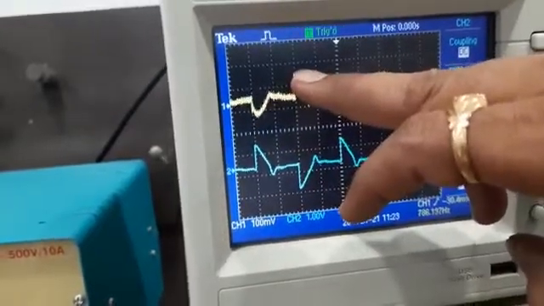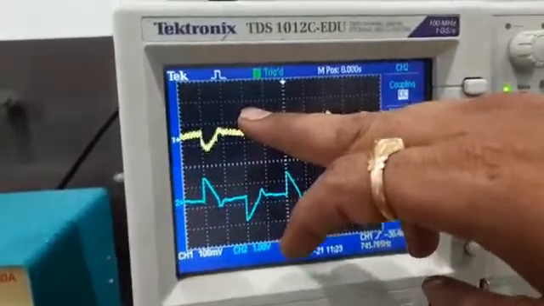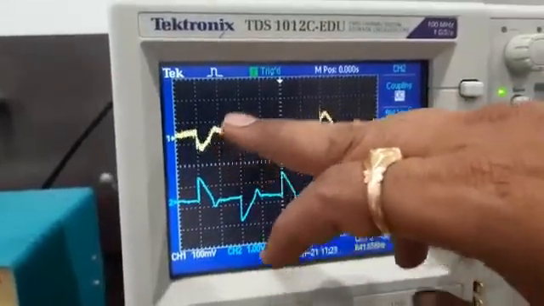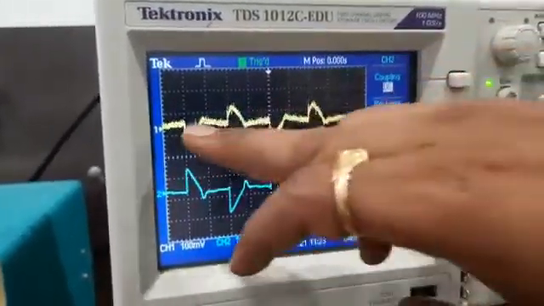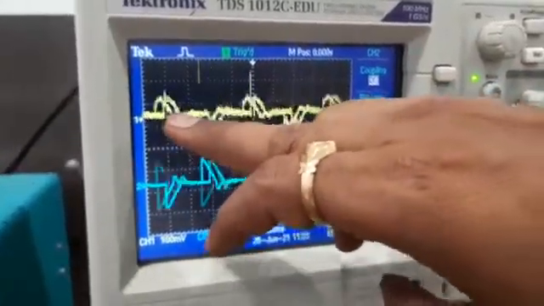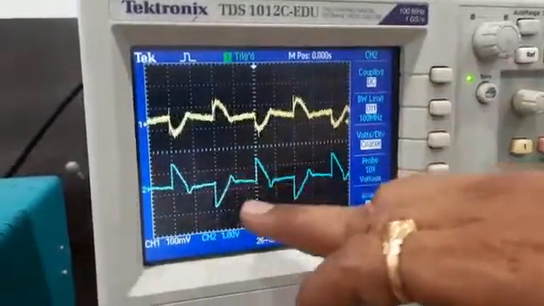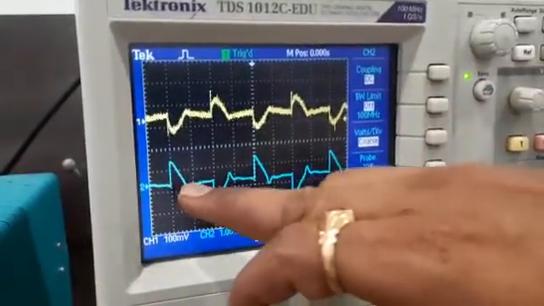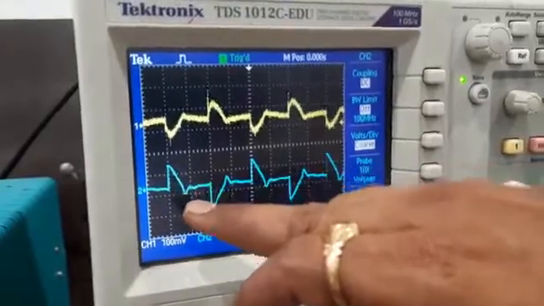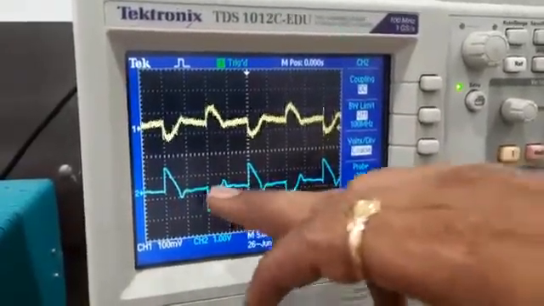So again, by varying the firing angle, we can get the variable voltage. Input is the fixed AC voltage, output is variable AC voltage. You can observe the sine waveform, negative, positive, positive, negative. So this is the current waveform for RL load. You can observe this is the extension to the negative side, the extension angle. So this is about RL load.